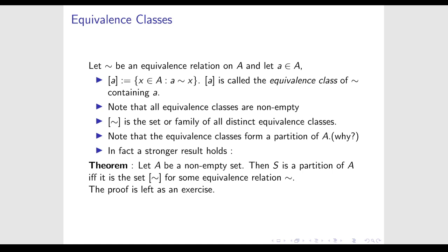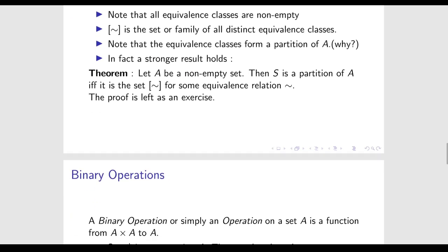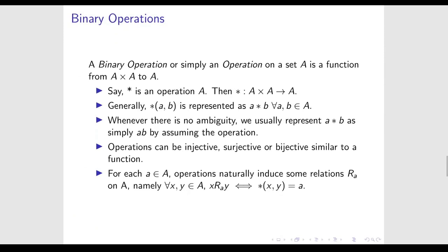By this notation, tilde enclosed in closed brackets, we mean the set or family of all distinct equivalence classes. Check that the equivalence classes form a partition of A. In fact, a stronger result holds: let A be a non-empty set, then S is a partition of A if and only if it is the set of all distinct equivalence classes for some equivalence relation tilde. The proof is left for you all as an exercise.